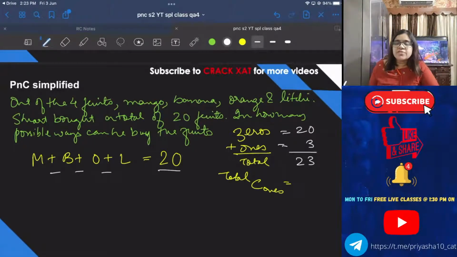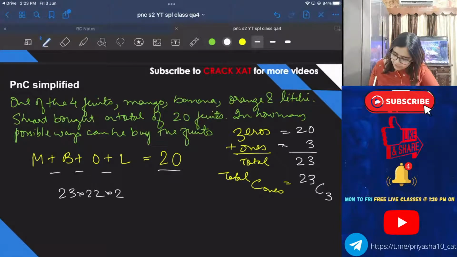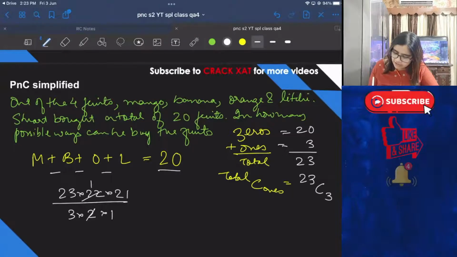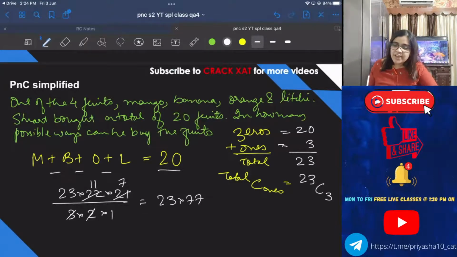So you have your answer with you, 23C3. Say yes or no. So how will you do 23C3? 23 into 22 into 21 upon 3 into 2 into 1. I know this 2 will cancel off 22 here and this 3 will cancel off 21 here. So you have to do 23 into 77, which is very good, Tejaswini.